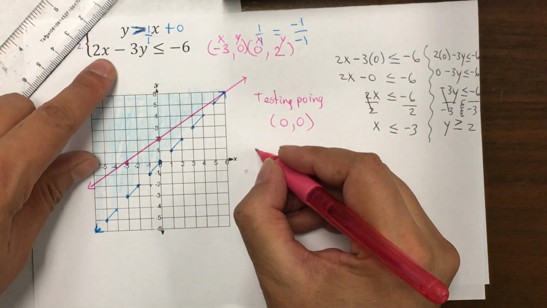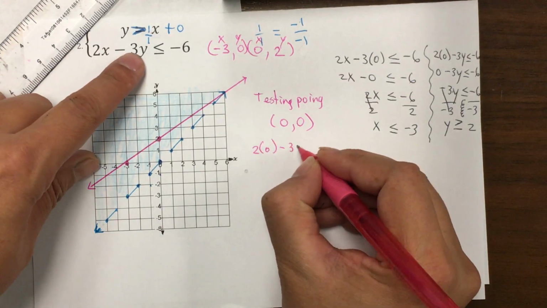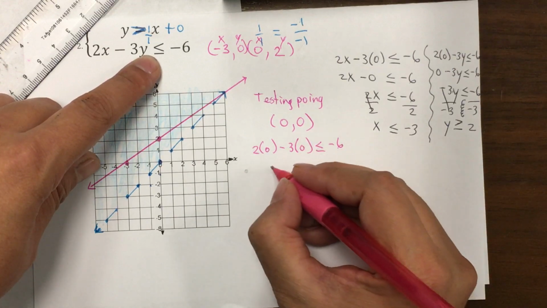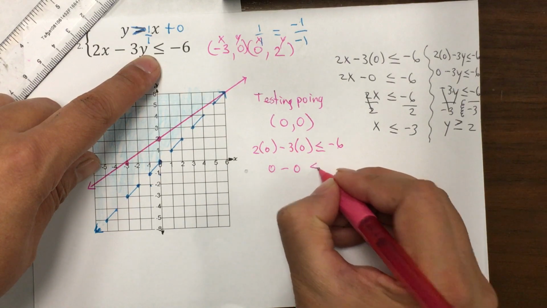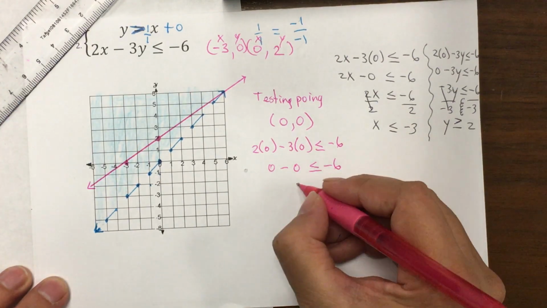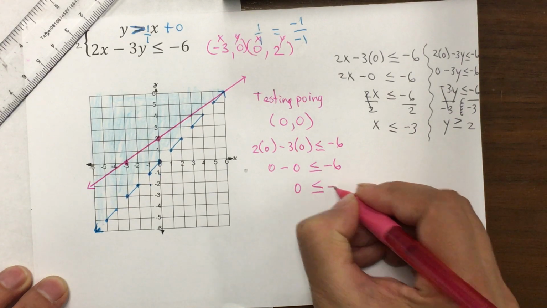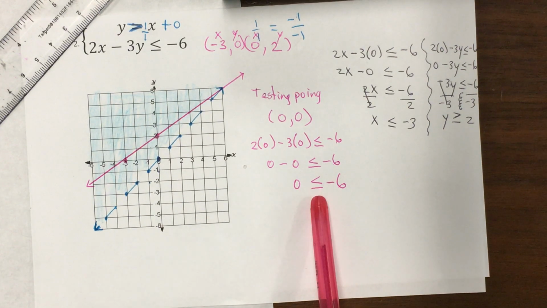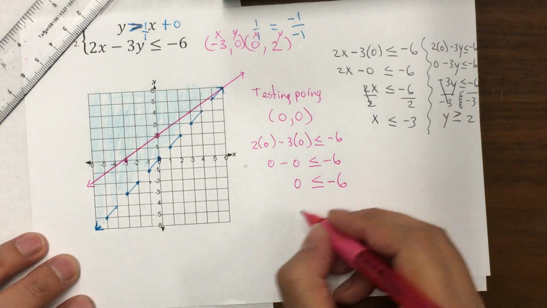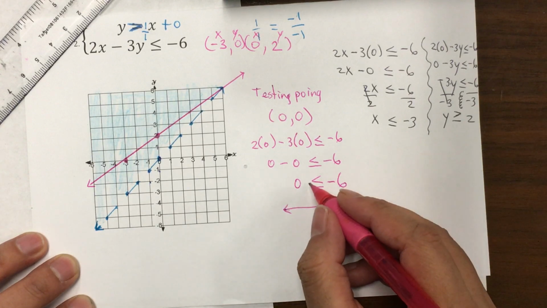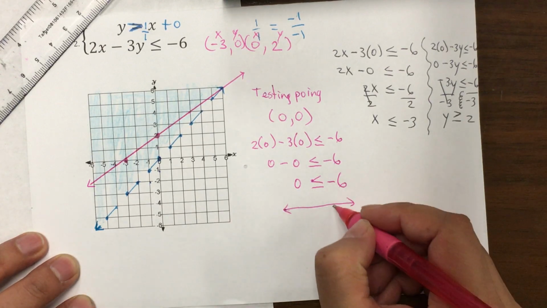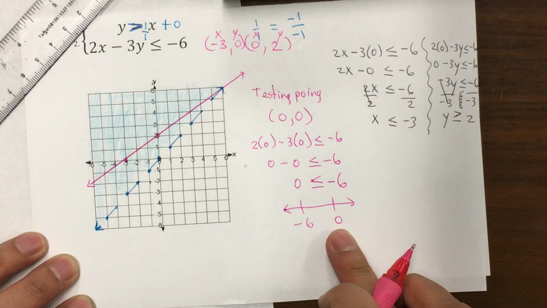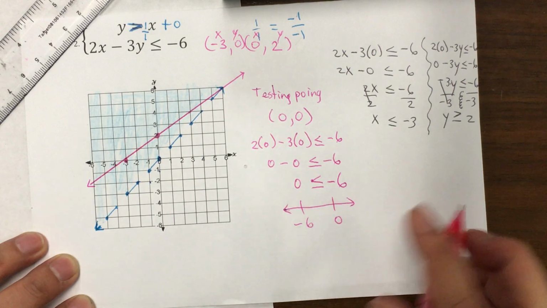So I'm going to put 2 times 0 minus 3 times y, which is also 0, is less or equal than negative 6. 2 times 0 is 0, minus 3 times 0 is 0, is less or equal than negative 6. 0 minus 0 is 0, is less or equal than negative 6. Is 0 less or equal than negative 6? For some people, this is confusing. Less means that it should be more to the left. But in reality, the 0 is more towards the right. Okay, so this is not true. This is false.